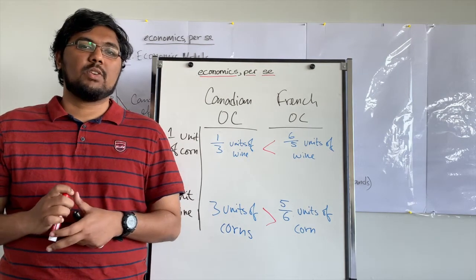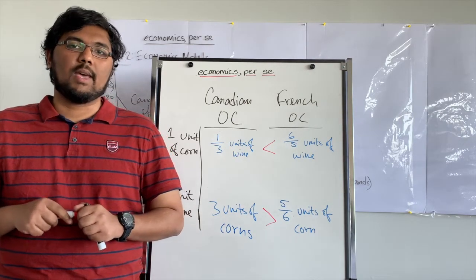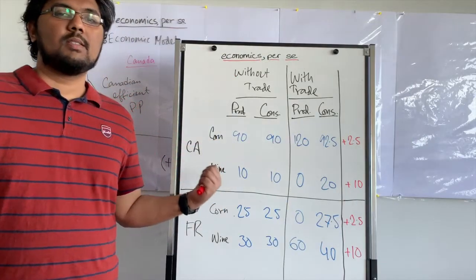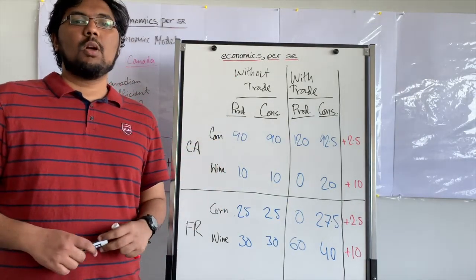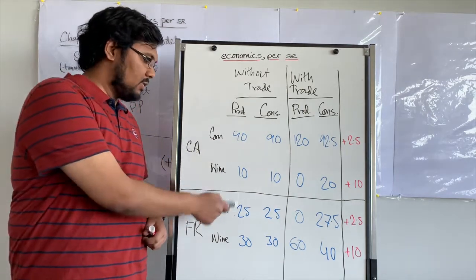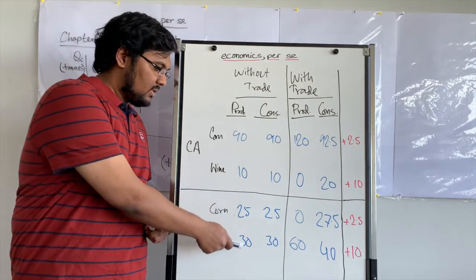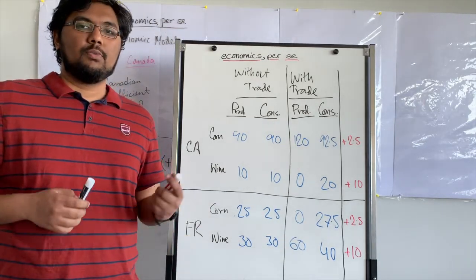The following illustration will help us understand why that is. From this table, we can see that if the two countries do not trade, then collectively they produce and consume 90 plus 25, 115 units of corn, and 10 plus 30, 40 units of wine.